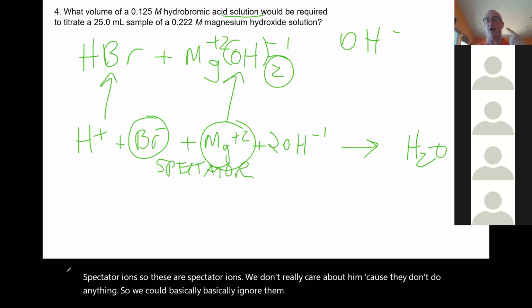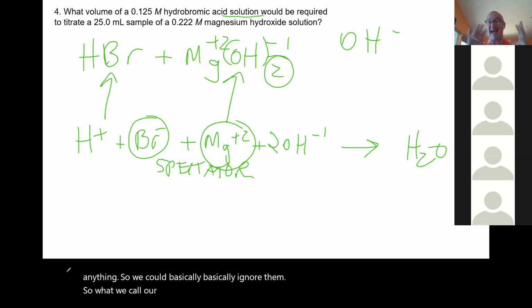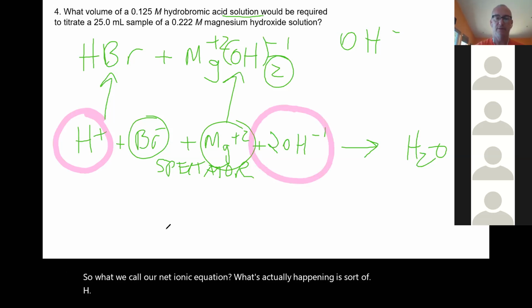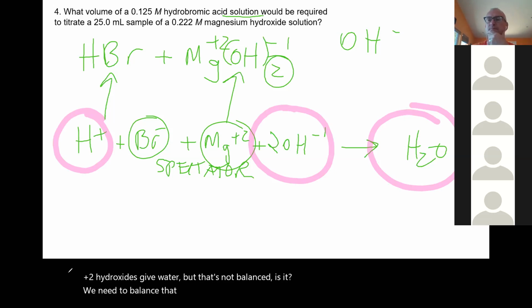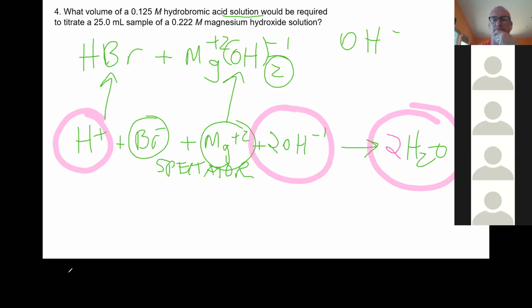So what we call our net ionic equation, what's actually happening is, H plus 2 hydroxides give water. But that's not balanced, is it? We need to balance that equation. How are we going to do it? In the product, you'll put 2 H2O. What else do I need to do?